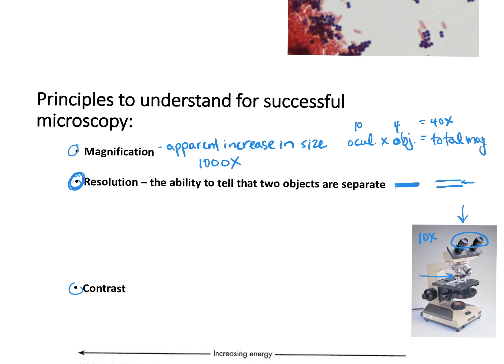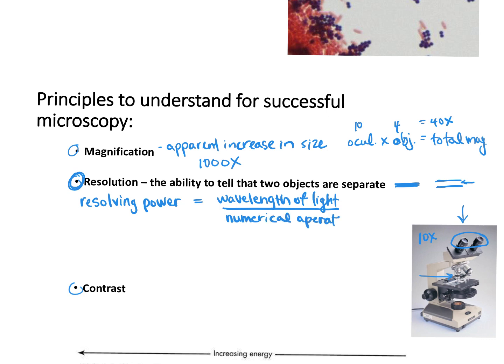Okay. So if we wanted to get the best resolution that we can, we need to understand how we figure that out. The resolution, or sometimes we say resolving power, of any microscope is going to be equal to the wavelength of light divided by the microscope's numerical aperture. And actually there's a constant in here that we multiply by that we're not going to worry about, but just wanted to mention that. So wavelength of light divided by numerical aperture.